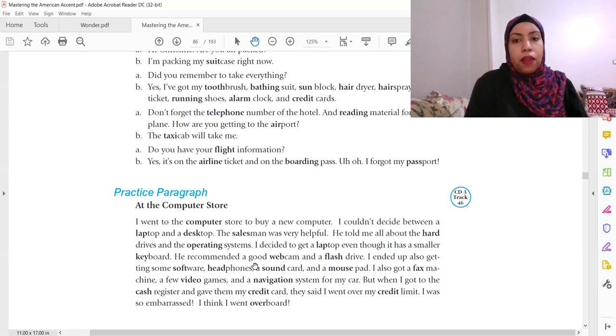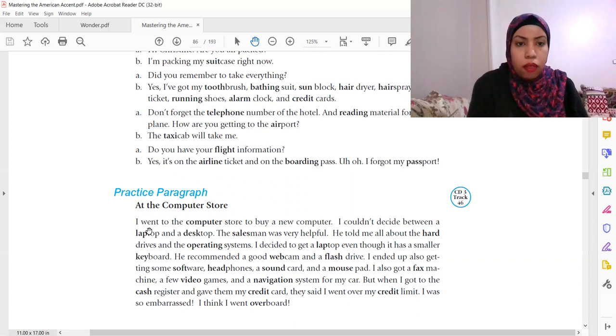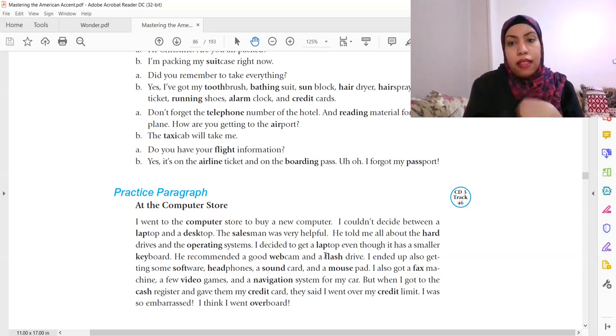Okay? Let's go over the compound nouns here. So I went to the computer store. So this is the first one: computer store. Laptop. Laptop again. Desktop. Salesman. Hard drives. Operating systems. And then laptop again. Keyboard. Webcam, flash drive, software, headphones, sound card, mouse pad, and so on.